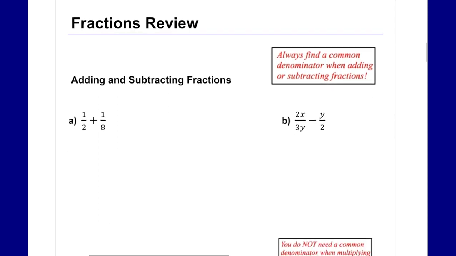So again, adding and subtracting fractions, make sure we have a common denominator. When we add and subtract fractions, we need to have a common denominator. So in the first one, 1 over 2 plus 1 over 8, I need a common denominator. I can get one by multiplying both parts of my fraction by 4, which will give me 4 over 8, which is equivalent to 1/2, plus 1 over 8.